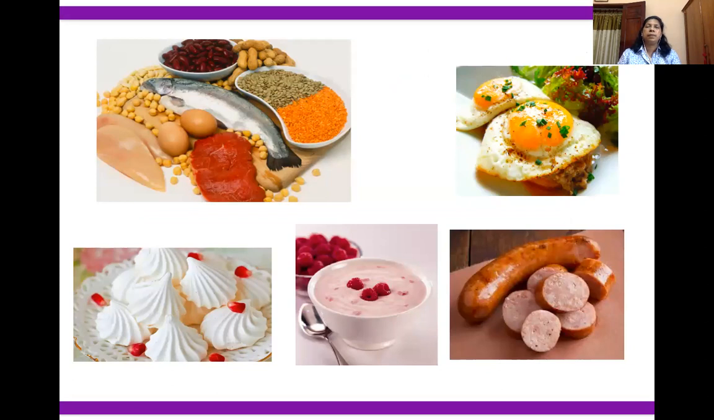So see this picture on the left hand side. The upper picture is some raw material. You can see the eggs, peanuts, legumes, some dal, cereals, and the meat, red meat, chicken, as well as the fish. Different types of proteins are there, right? The other pictures also show different types of products, which are based on protein.